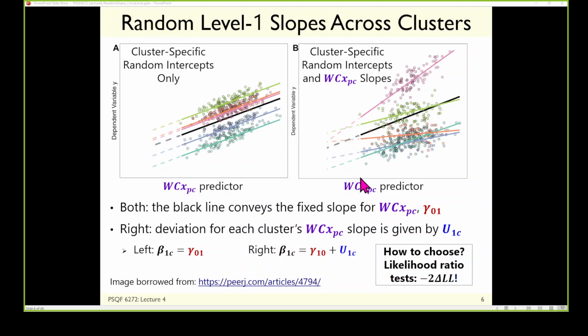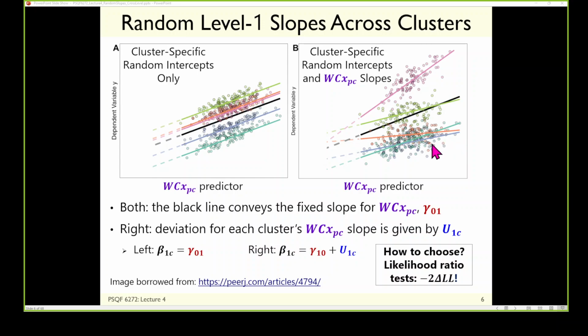So the difference between random intercepts only and random slopes is depicted here. If you have intercepts only, then the slopes are parallel. The differences between clusters stay constant all along this variable, whereas if you have random slopes, that means they're different. So the pink and the green, looks like pink would have a positive U1 because it's more positive than the average. Orange would have a negative U1 because it's less positive than the average.